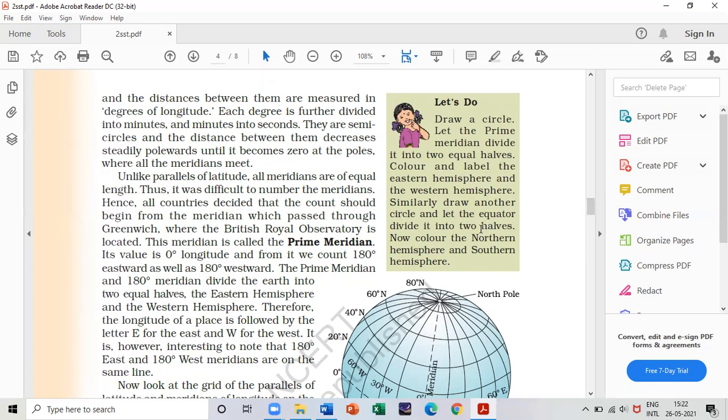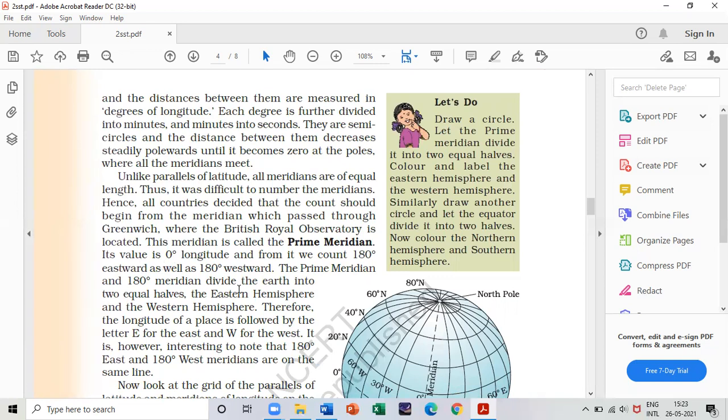And the next question is: what do you mean by the prime meridian. See here, all the countries decided that the count should begin from the meridian which passes through Greenwich, where the British Royal Observatory is located, and the meridian is called the prime meridian. Underline the prime meridian and the question of what you mean by the prime meridian. Its value is 0 degree longitude, and from it we count 180 degrees eastward as well as 180 degrees westward. So what is the prime meridian and how can we calculate?